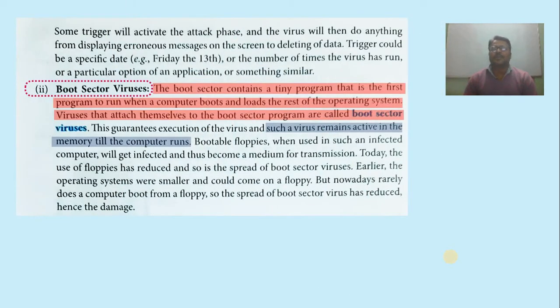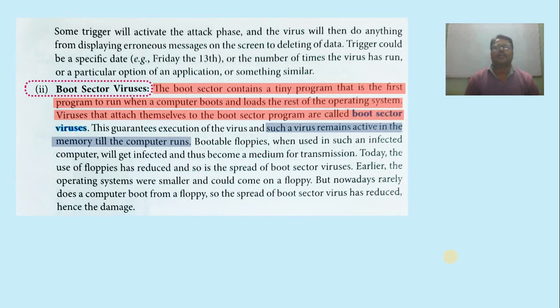So it is commonly spread with the help of bootable media. That means a bootable pen drive or bootable floppy disk. Floppy disks we are not using nowadays, but we are using bootable pen drives. So when you start the computer with a bootable pen drive, if the pen drive is already infected, that computer will also be infected.